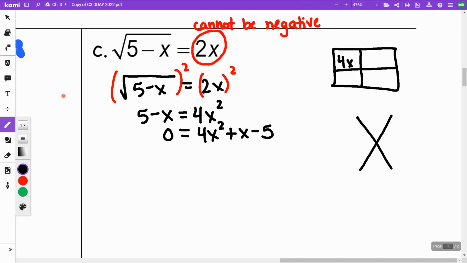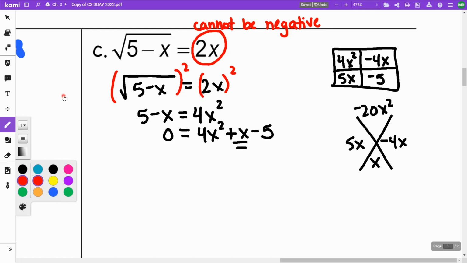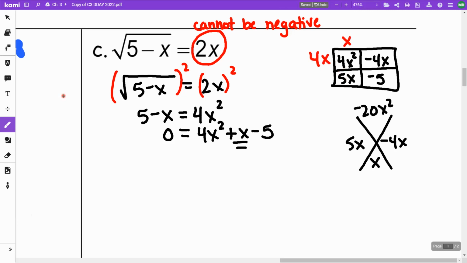So I have a 4x squared. I have a negative 5, which is a negative 20x squared. And then I'm trying to get that middle term x. And that's going to be a 5x and a negative 4x. So when I'm working this out, a lot of times you think of 4 as 2 and 2, but because of this 5, I cannot do that. So I'm going to have a 4x and an x instead. 4x times a negative 1, x times a 5. So I'm going to get 4x plus 5, x minus 1.